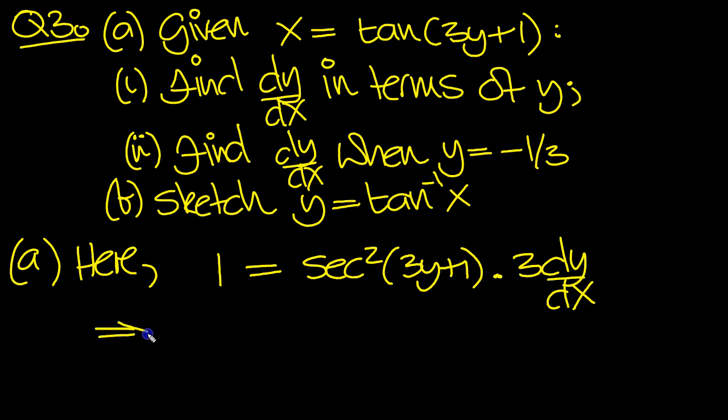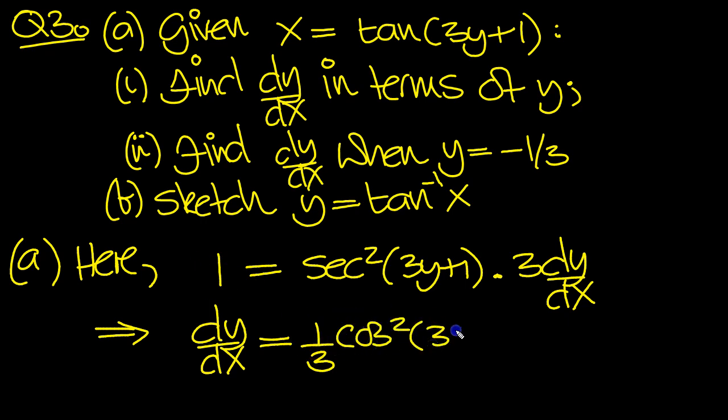So that tells us then that dy/dx is equal to, now the 3 can come down underneath the 1, so it's 1/3. The sec squared is 1 over cos squared, so that can actually go up to be with the 1. So it's 1/(3 cos squared of (3y plus 1)). So there's dy/dx in terms of y then.